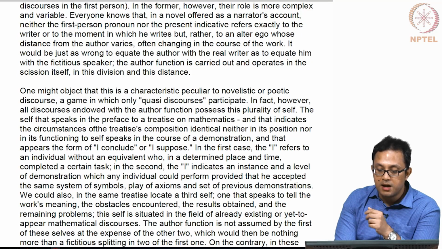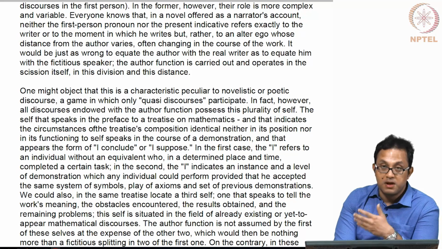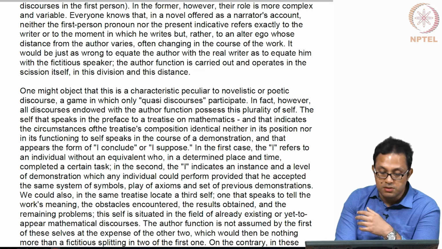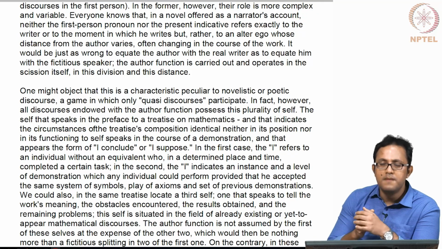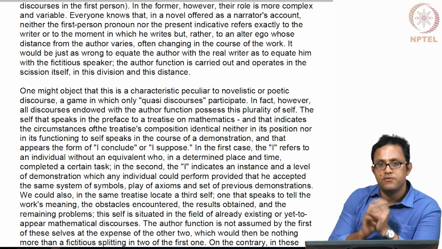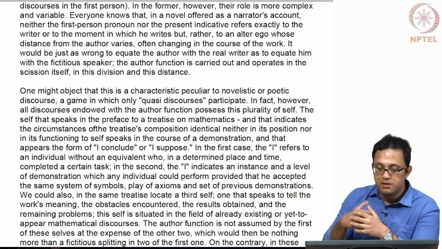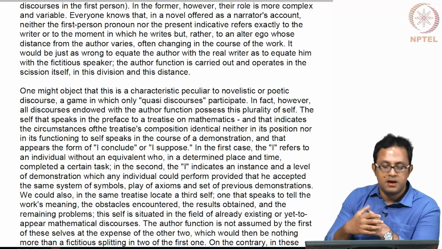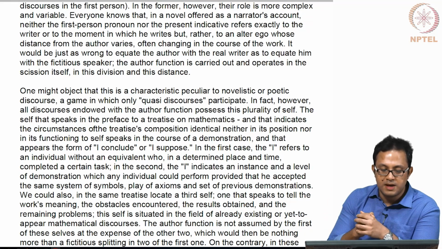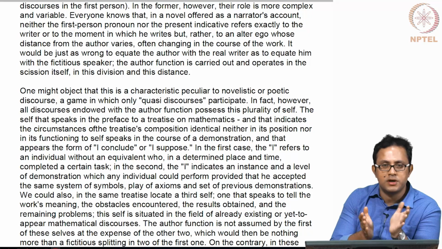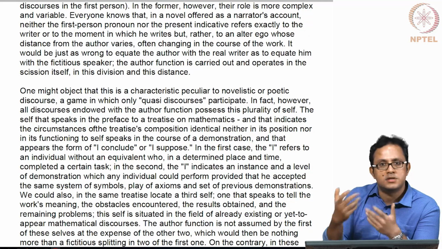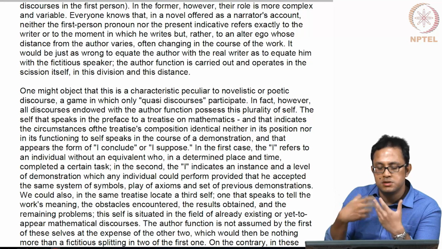In the second, the I indicates an instance and a level of demonstration which any individual could perform, provided that he accepted the same system of symbols, play of axioms, and a set of previous demonstrations. Okay, so there are two kinds of I over here that Foucault is dramatizing. The first I is an instance, right? The first I is an individual, as someone who, in a determined place and time, completed a certain task. That's a pure author function. The first I is someone who carried out the task, completed the task, the particular individual, etc.